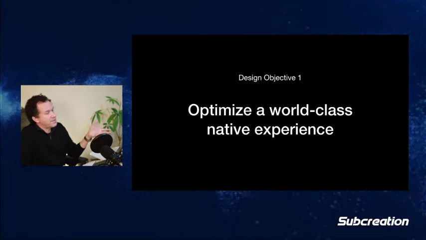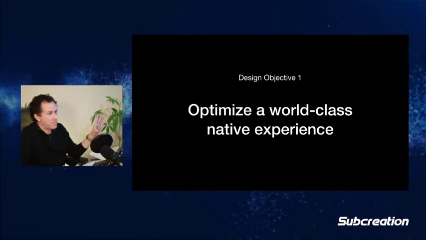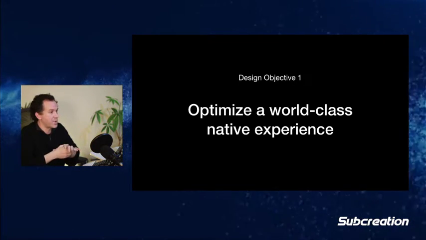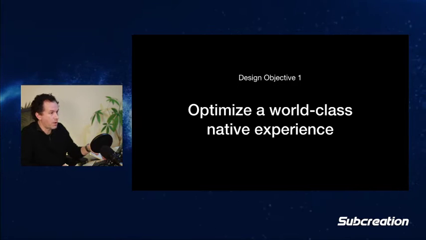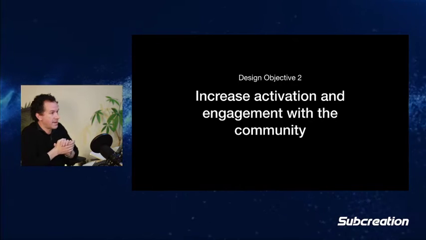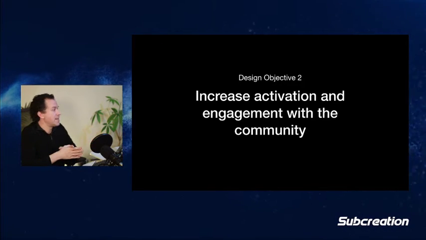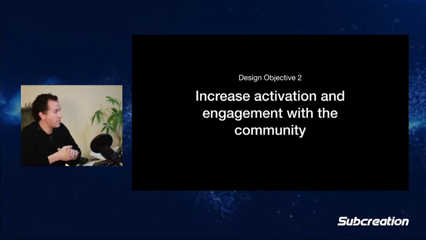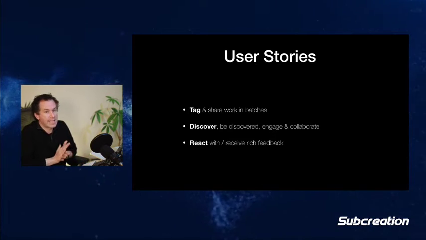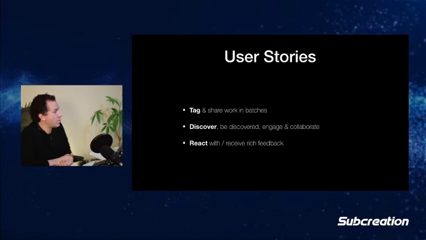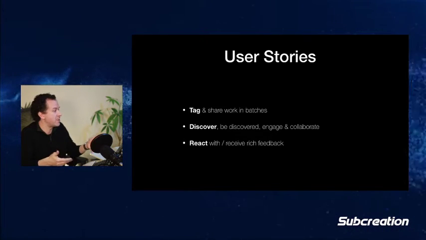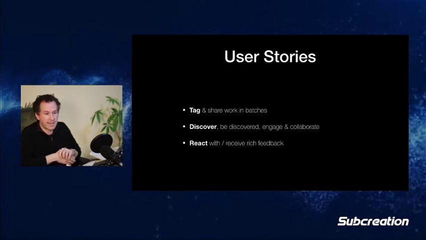So anyway, the major design objective, the most fundamental one, the table stakes for this app, is to create a really world-class native experience for Artbreeder. And then the second objective, and this is really building on top of the mission of the site, is to increase activation of users and engagement within the community. So I've come up with some user stories and some ideas that will, I hope, help achieve those objectives, and if we achieve those objectives, fulfill the mission of the site.